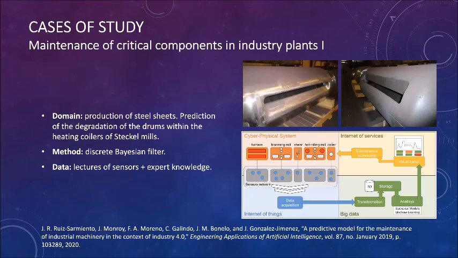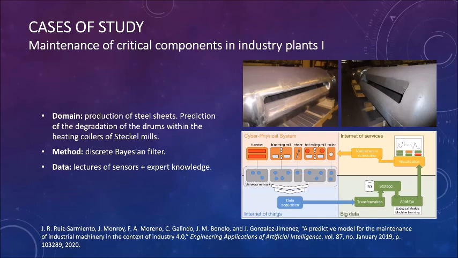This example corresponds to the stainless steel industry. Specifically, it focuses on the machinery involved in the production of high-quality steel sheets, that is, the hot rolling process, and specifically on predicting the degradation of the drums within the heating coilers of steel mills. These are parts with expensive replacement that work under severe mechanical and thermal stress. This slide shows a picture of the piece new and after a time very deteriorated, when it needs replacement.